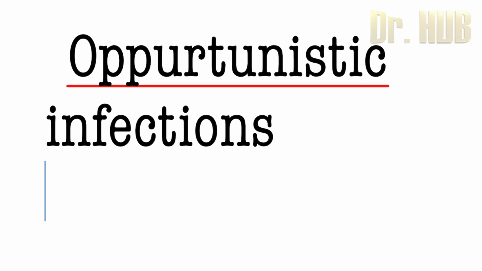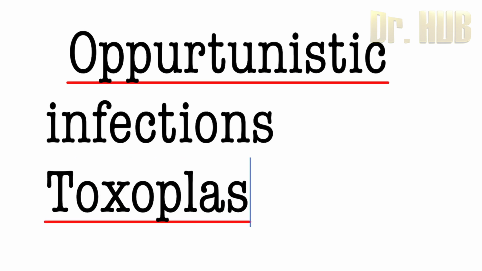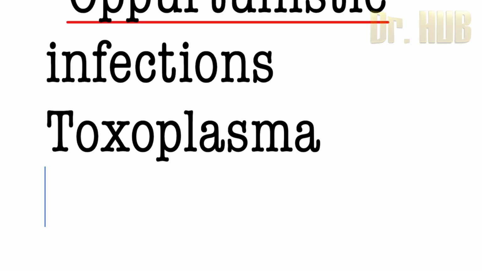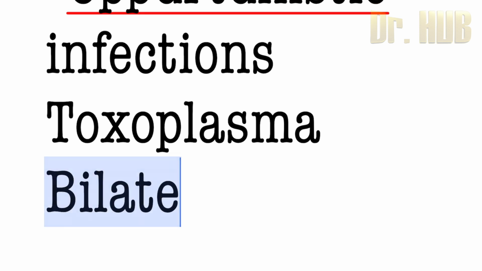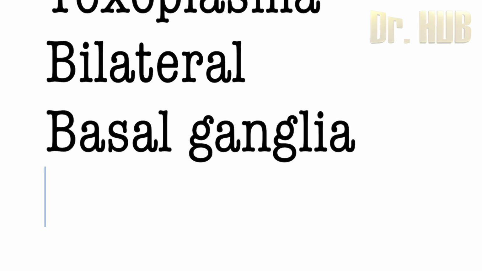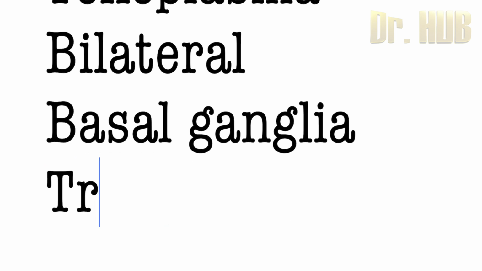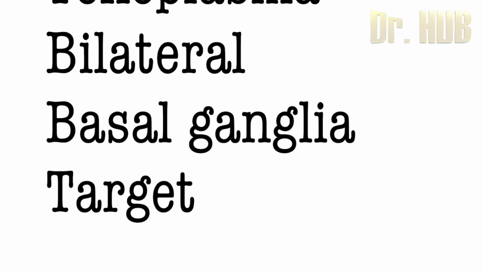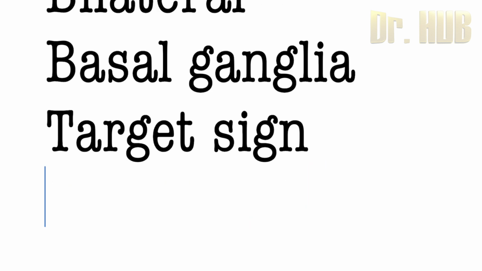So here in opportunistic infection, first we'll look at the toxoplasma. The toxoplasma is bilateral, and the basal ganglia is involved. It is a ring enhancing lesion with the eccentric target sign. So, a ring enhancing lesion with the target sign appearance.